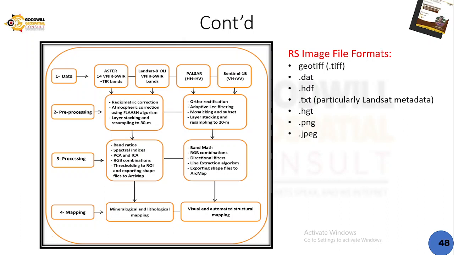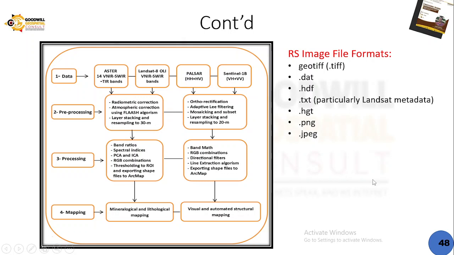Then you come to the third phase of the processing: band ratio, spectral indices, principal component analysis, thresholding of ROI, exporting shapefile. Then you do your band math, RGB, directional filtering, line extraction algorithm. You export shapefiles to what? ArcMap. Then mapping, your mineralogical and lithological mapping, then visual and automated structural mapping.